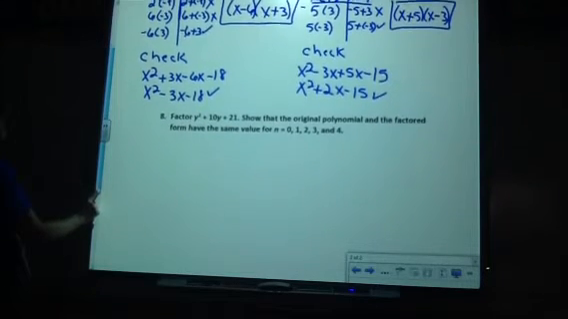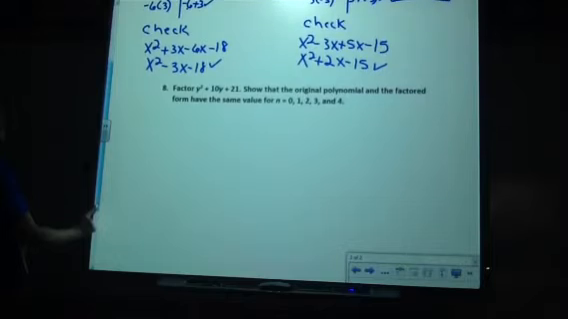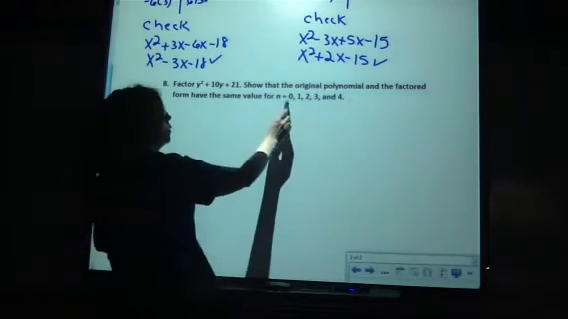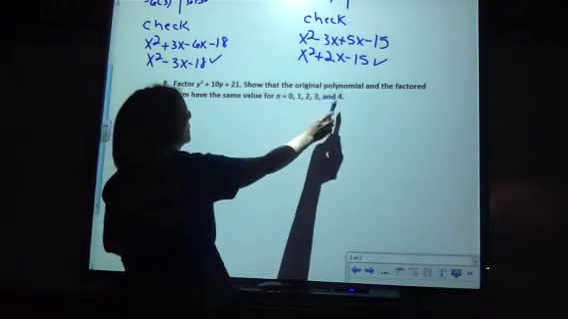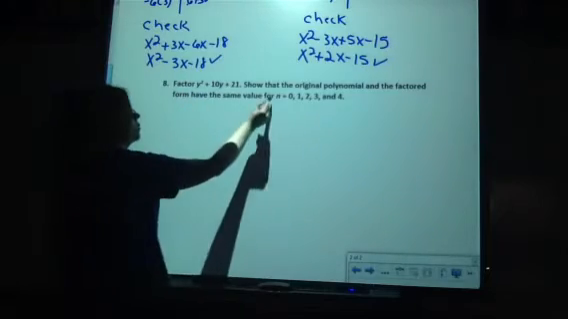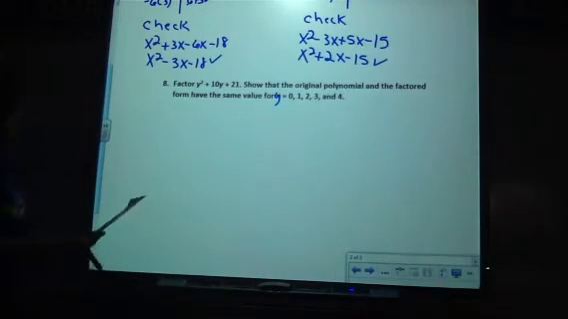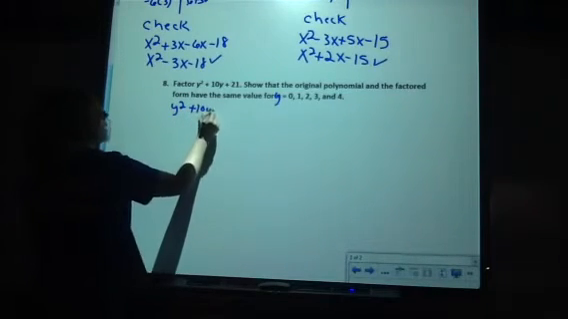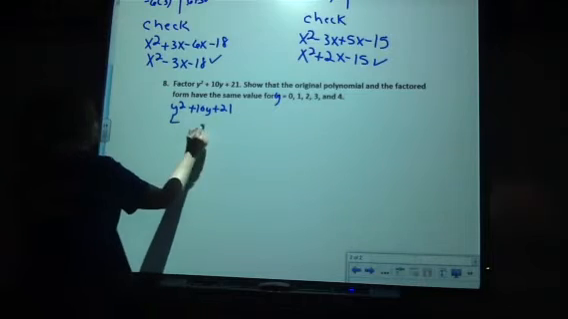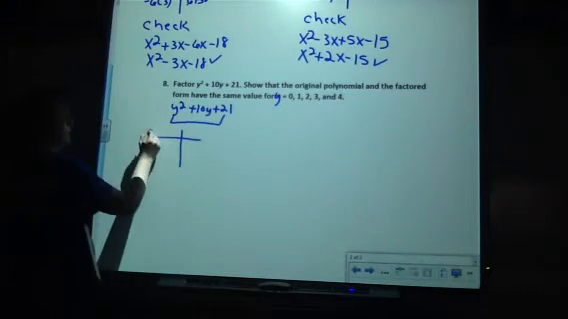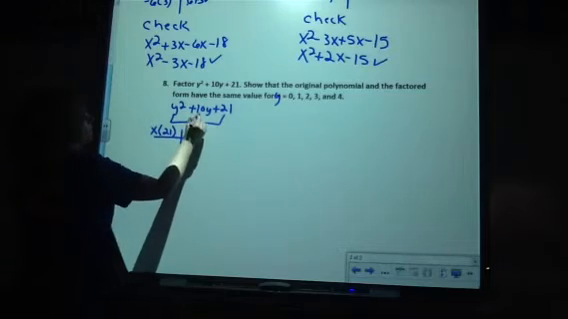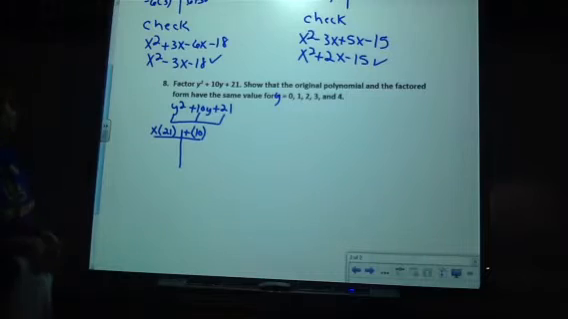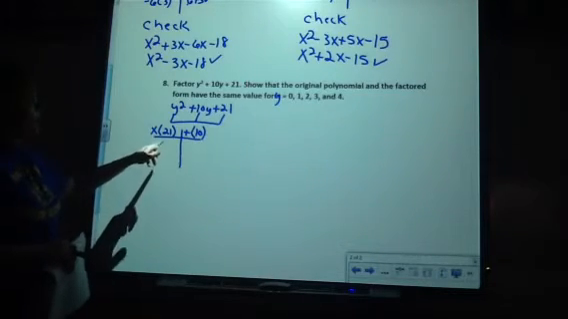Okay, now what we're going to do is factor this trinomial. We're going to show that the original trinomial and the factored form have the same values if we substitute 0, 1, 2, 3, and 4 in for, actually it should be y instead of x in here. Okay? So, first let's factor it. So we have y squared plus 10y plus 21. Okay, so my product needs to equal 21, and my sum needs to equal 10. So what two numbers can I multiply to get 21, add to get 10?